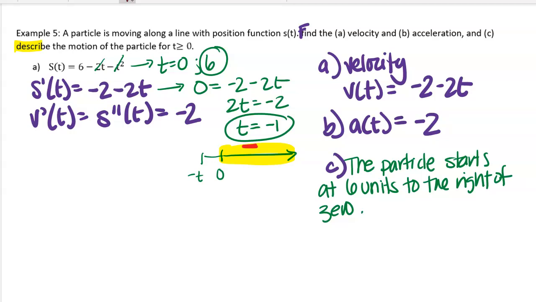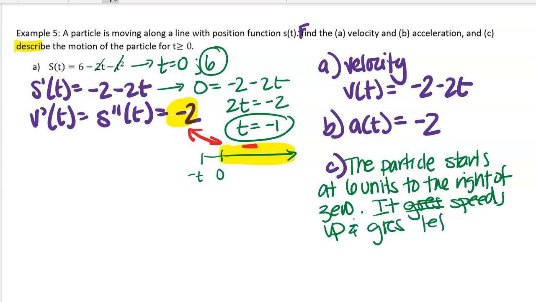Now we are also interested in whether it is speeding up. Speeding up is when the velocity and acceleration, guys, have the same sign. But look at this, this is negative, the whole thing is negative. So it looks like it's speeding up and going left indefinitely. So after we find that the particle starts at 6 units to the right of 0, it speeds up and goes left indefinitely.